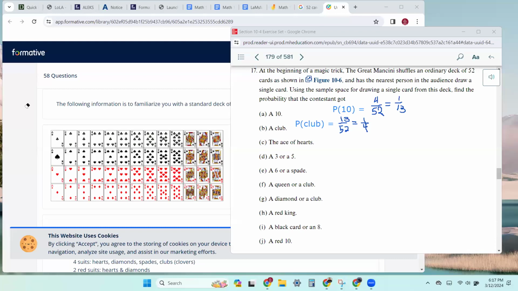Let's look at this next thing. An ace of hearts. Well, there's only one ace of hearts here.